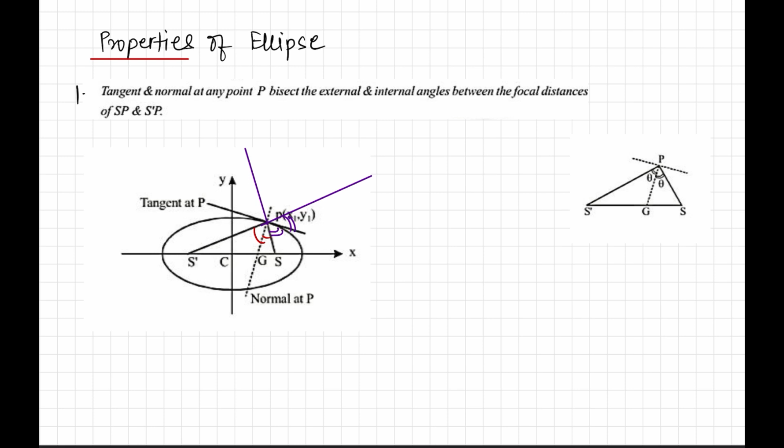Now to understand this a bit better, what we have done is we have taken this triangle here. So just look, this is our point S, S dash, P, this is the tangent and this is the normal. So how will we prove this property? We can prove this by using the angle bisector theorem.